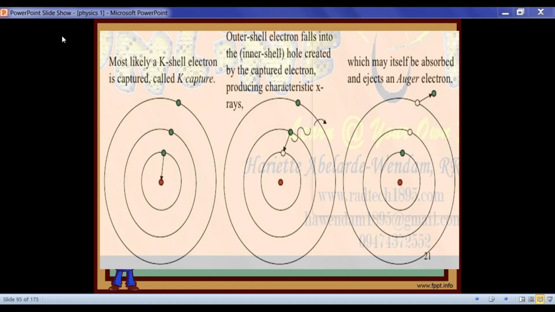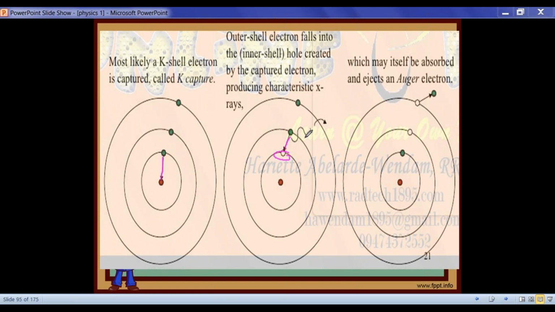So most likely, a K-shell electron is captured. That is why it is called K-capture. An outer shell electron falls into the inner shell to fill the inner shell hole created by the captured electron. So, nung pumasok po siya dito, na-capture po siya. So, may bakante na po. So, i-fill up po niya.